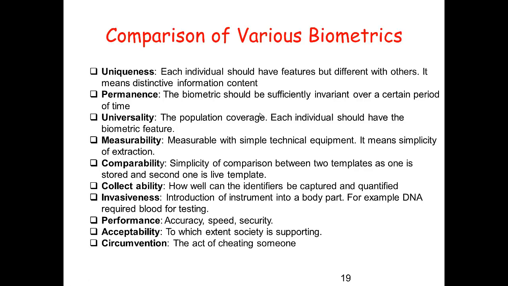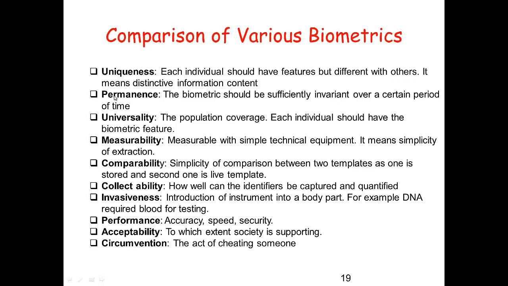There are so many biometrics-based user authentication methods. Some are good, some are not good. We need some performance metrics to compare them. There are many performance metrics. I list here just some of them. The first one we call uniqueness. Uniqueness means each individual should have features that are different from others.